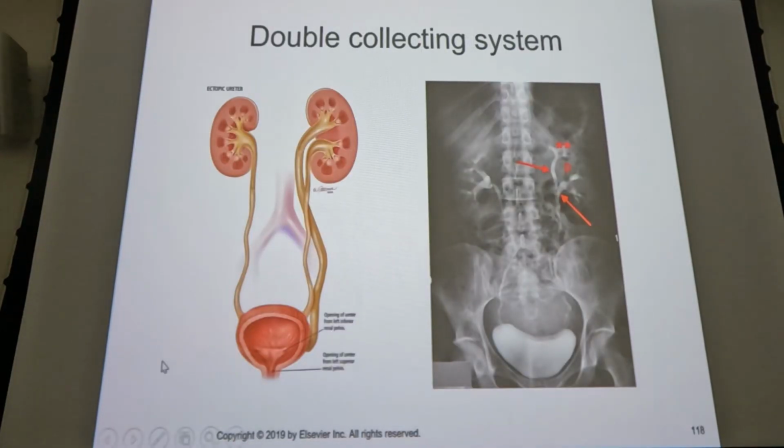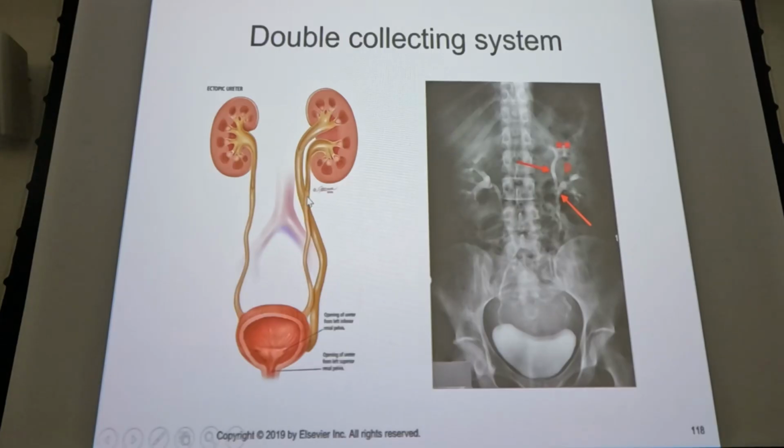All right. So sometimes you'll see a patient with what we refer to as double collecting systems. And what that is, two renal pelvises, and they may have two insertions into the bladder. They may join up somewhere down here distally. Oddly enough, it seems like an ideal situation. You've got a kidney stone stuck in one, you still got another one, right?